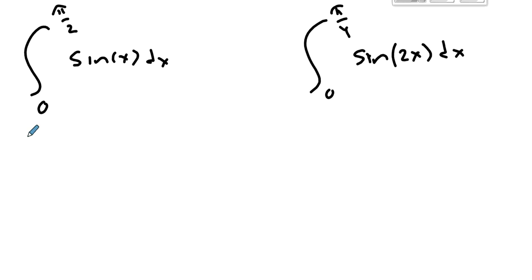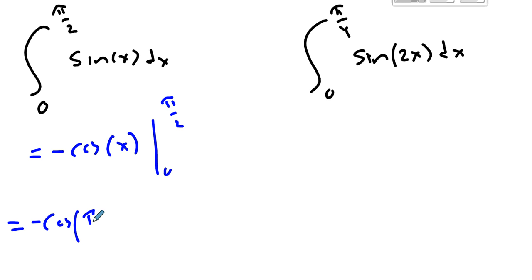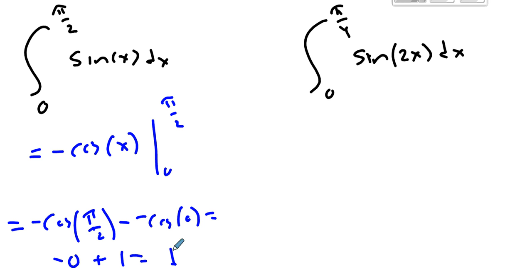So this first one here, let's do an antiderivative. The antiderivative of sine would be negative cosine of x. And we're going to evaluate that from 0 to pi over 2. So we'll get negative cosine pi over 2 minus negative cosine 0, which ends up being negative 0 plus 1, or just 1. And geometrically, what you've done, you sort of know, right?